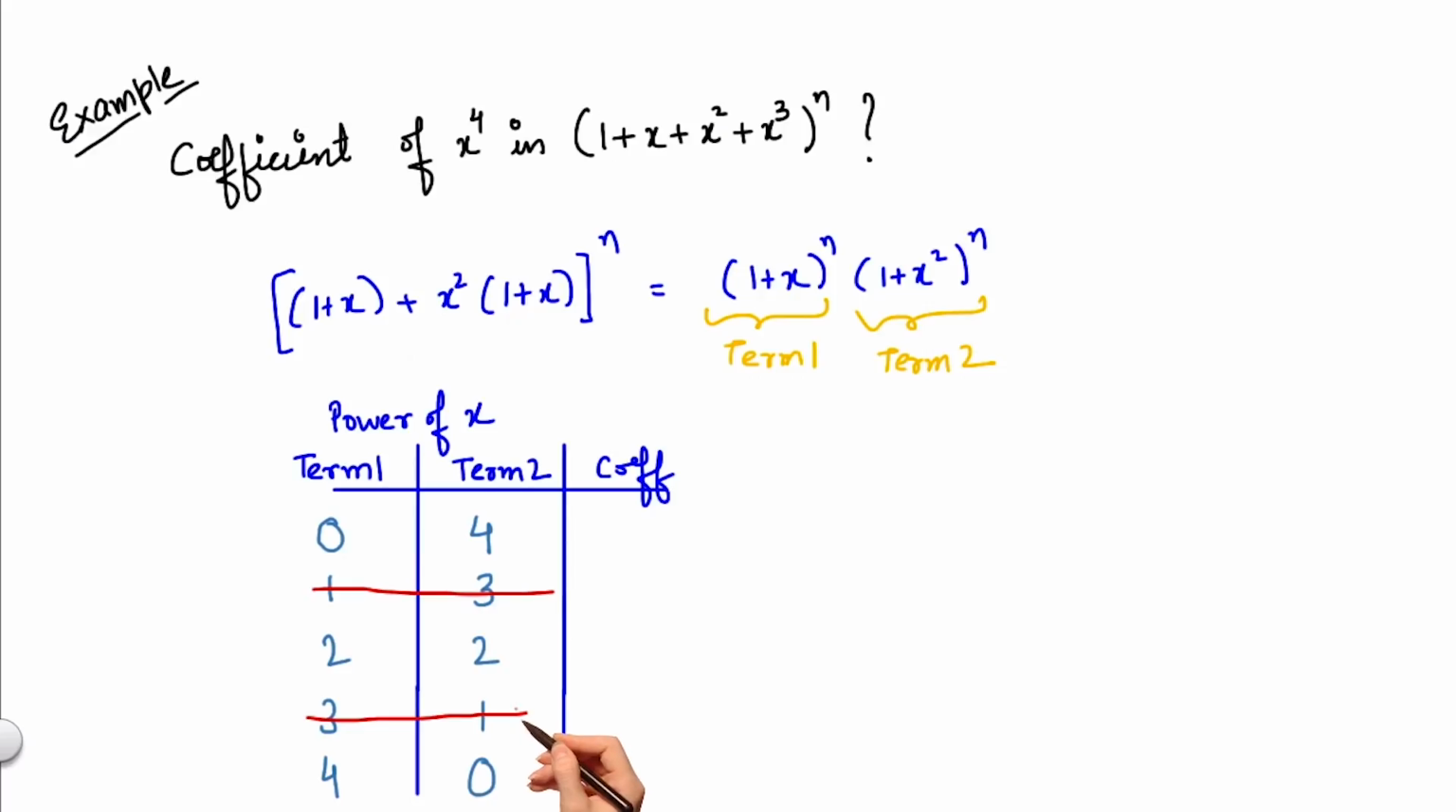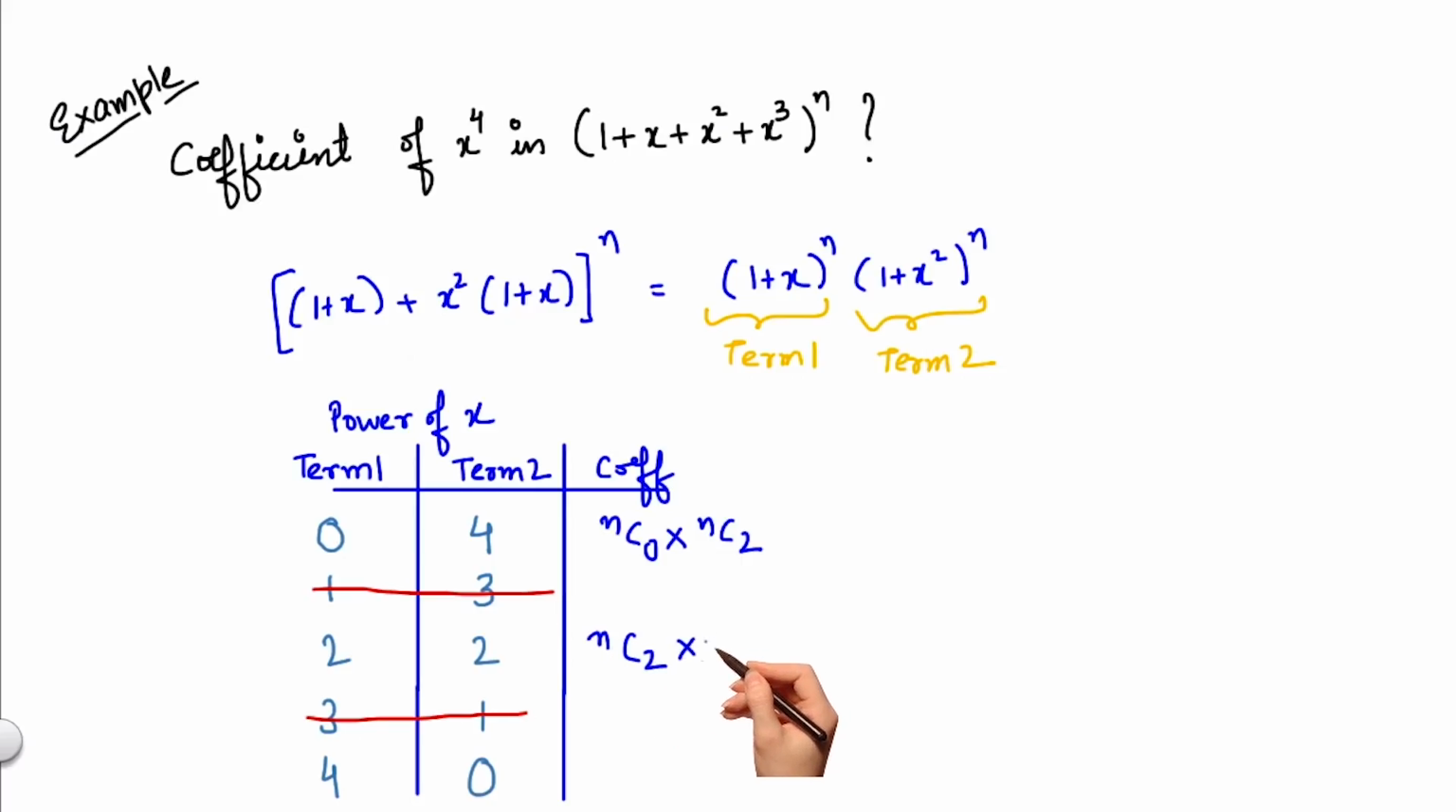Now for the first case where term 1 yields 0 power of x and term 2 yields 4 power of x, the coefficient would be nC0 multiplied by nC2, because the second term would have x square raised to the power 2, which would yield x to the power 4. In the next case, I would have the coefficient as nC2 multiplied by nC1. In the last case, it would be nC4 multiplied by nC0.